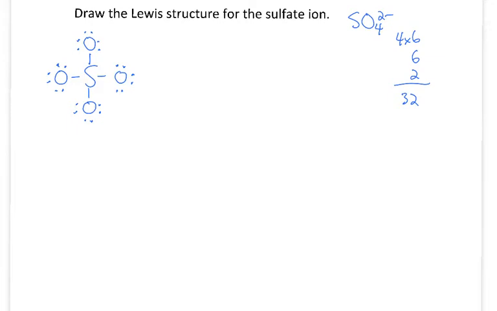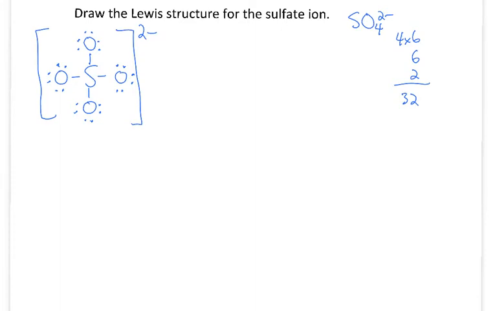So I've distributed all my electrons, and when I check, everything has a complete octet. So at this point, we might say, hey, complete octets, distributed all my electrons, my Lewis structure is done. But because sulfur is in the third row of the periodic table, it's actually possible to expand the octet on it. And so if I wanted to, I could take one of the lone pairs on one of the oxygen atoms and make that a double bond.